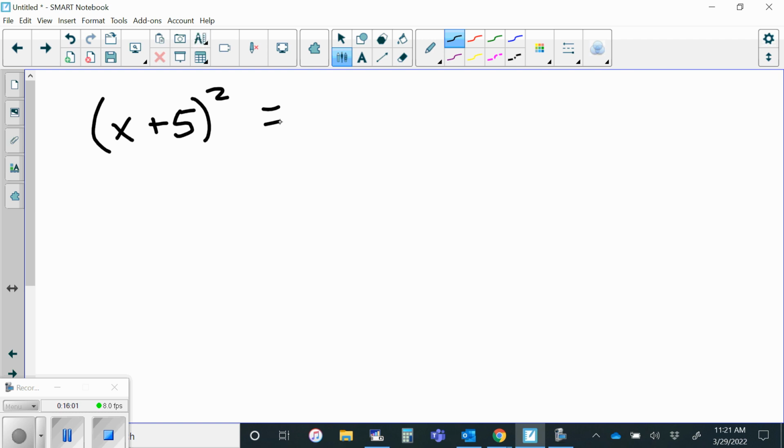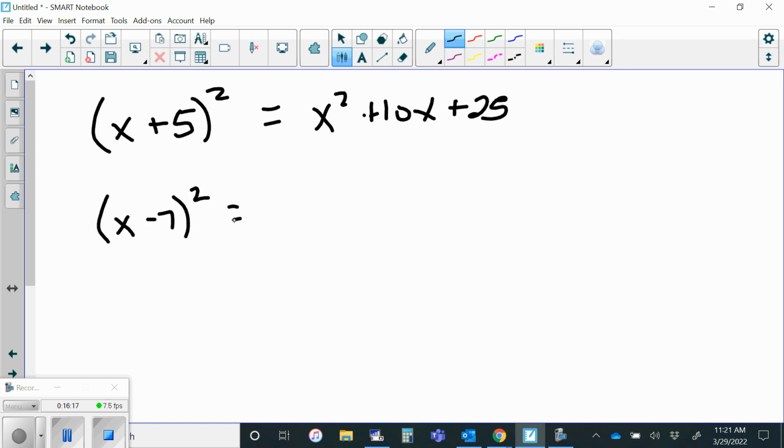Should be getting faster now. What's it going to equal? X squared plus 10x plus 25. Good. Go. Oh, careful. Minus 14x, right? Because that's a negative right there. That times that is a negative 7. Doubled is a negative 14x. Yes?